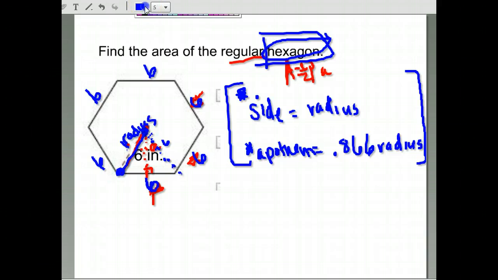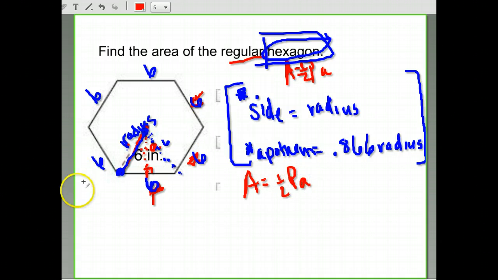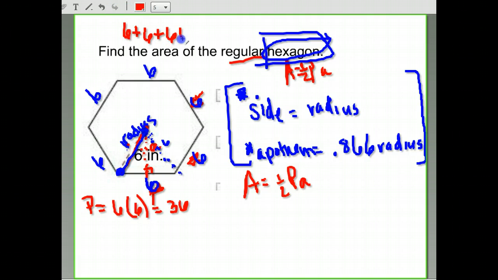Alright, now we will solve this problem. We're supposed to find the area. We know the area is 1/2 the perimeter times the apothem. So let's find the perimeter. Well, there are 6 sides, each with length 6. So I can go 6 sides times 6 is 36. Your other option is you could add those 6's together. There are 6 of them. Alright, so we have our perimeter.